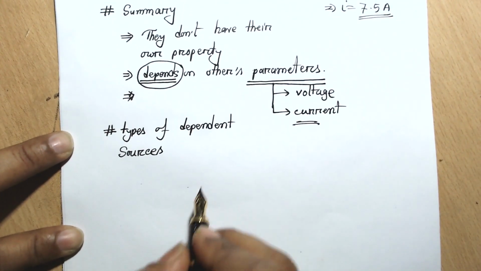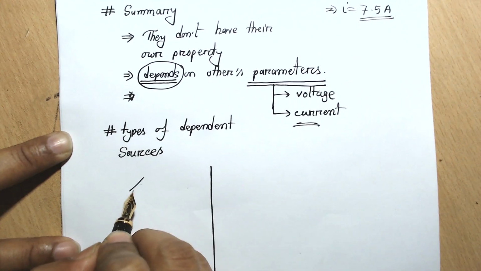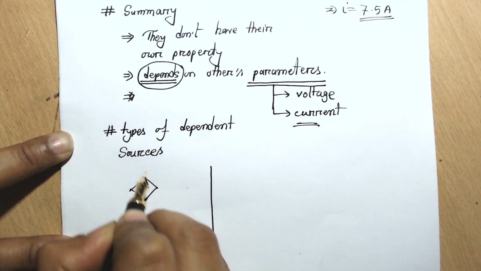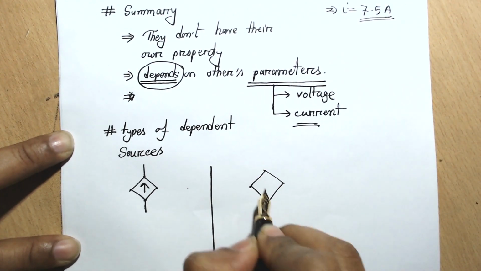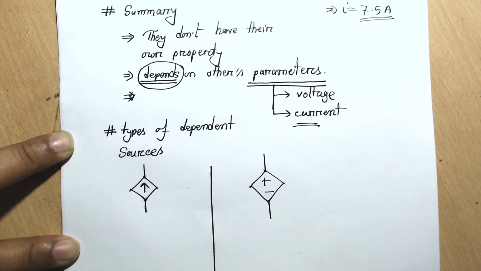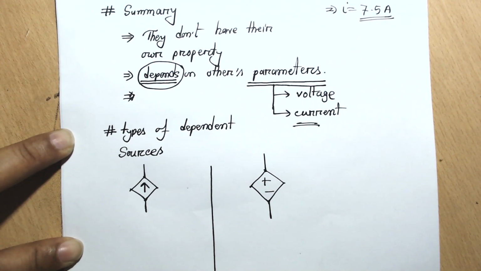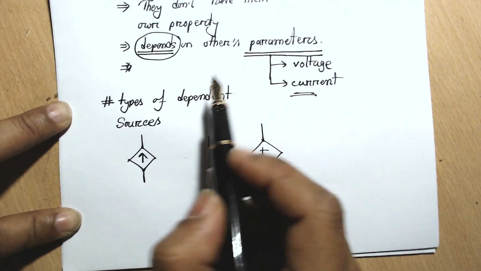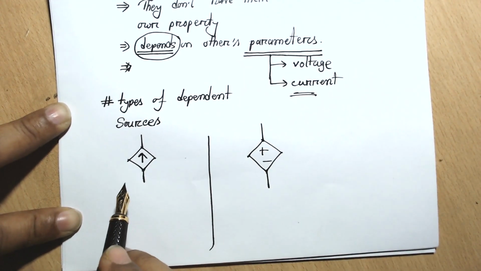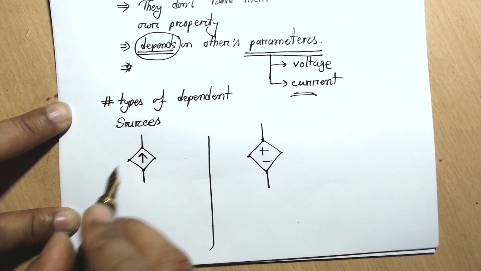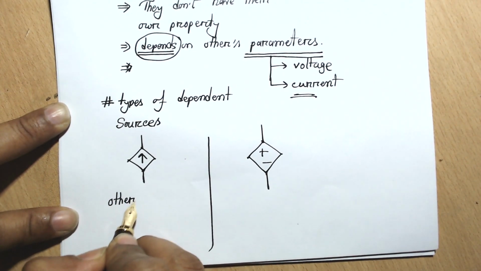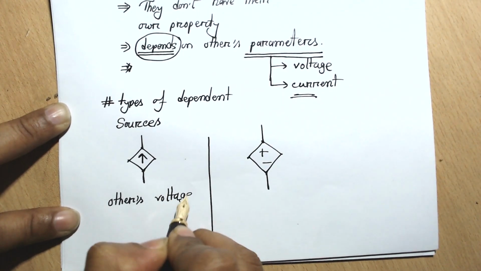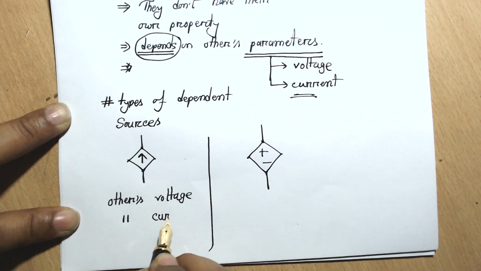If you categorize them as we did previously, we have two basic types of dependent sources: dependent current source and dependent voltage source. These are the two basic categories. Now, depending on which parameters they are dependent on, we can classify them again into two classes. For example, the value of this current source may be dependent on others' voltage or on others' current.